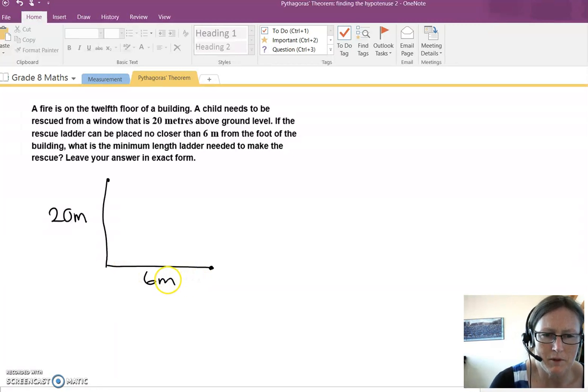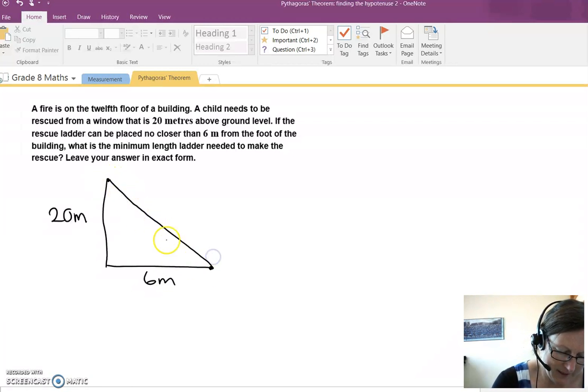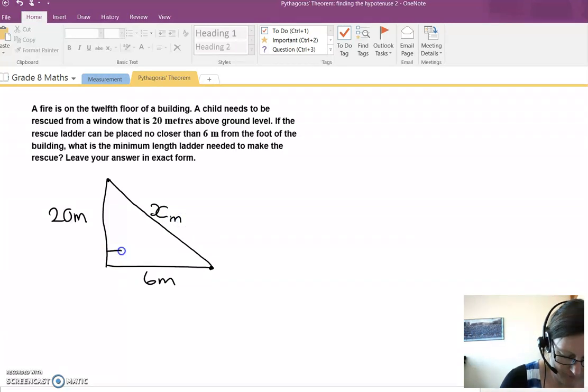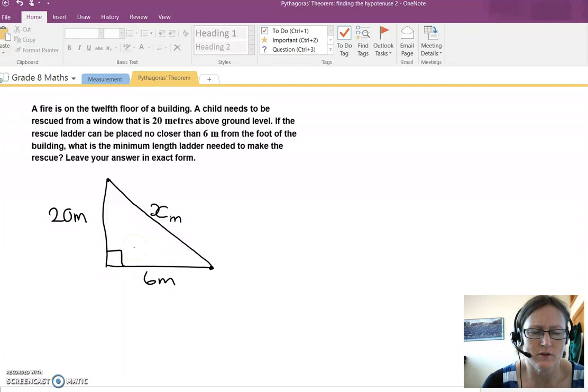What is the minimum length of ladder needed to make the rescue? So here's our ladder. This is the ladder going up to rescue the person in our building, so it's wanting to know what is the minimum length for the ladder to make the rescue. So the first thing is to draw our triangle.